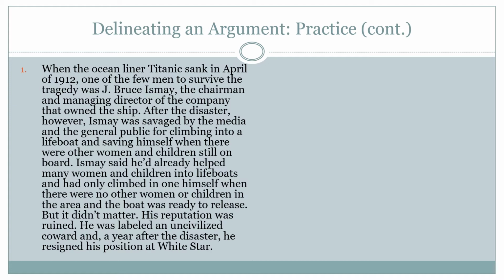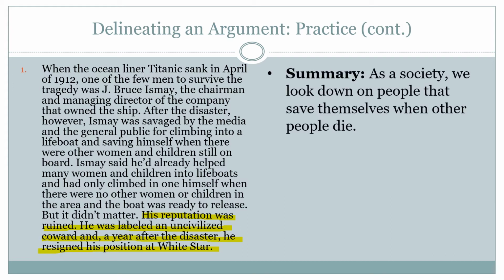The key part is these last handful of sentences where he says his reputation was ruined, he was labeled an uncivilized coward, and a year after the disaster, he resigned his position at White Star. That's leading into the thing that he's going to be discussing, this idea of, is survival selfish? So, summary: we're saying as a society, we look down on people that save themselves when other people die. And you might say, hey, wait a minute, that doesn't say anything about J. Bruce Ismay. That's true, because we're just summarizing. Because the point of him telling us this story about J.